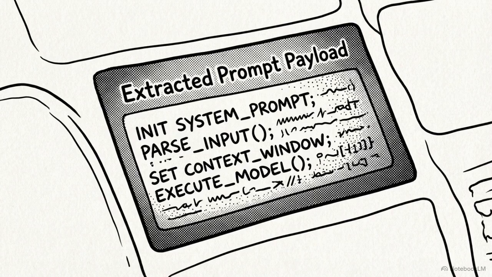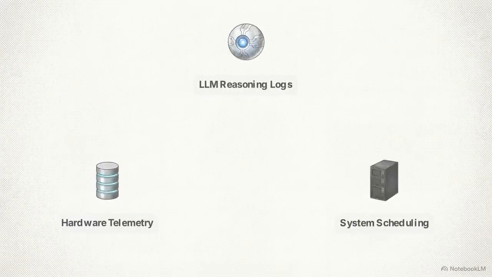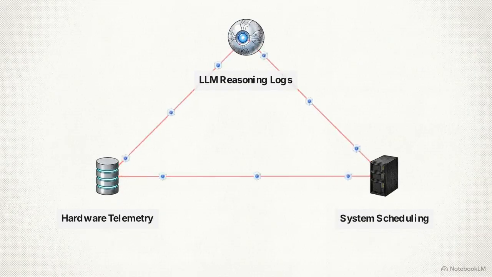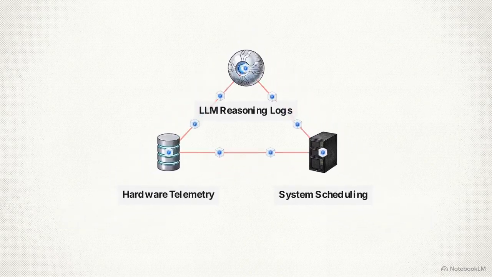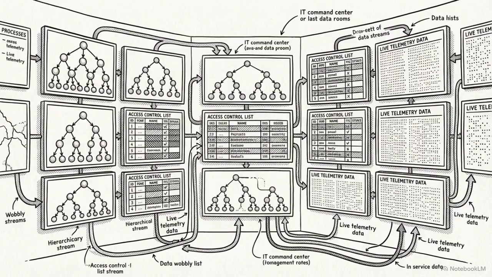Finally, the graph isolates the prompt. Engineers can extract the specific textual instruction or data payload that triggered the hallucination in the first place. This interconnected graph links physical hardware telemetry, system scheduling, and LLM reasoning into one unified framework. It proves causality. Multi-agent systems provide the infrastructure for parallel reasoning and specialized execution, but they require uncompromising control.